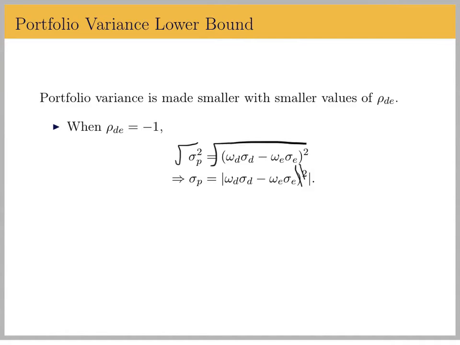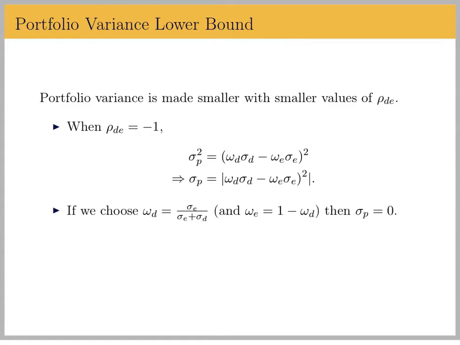But if we take the square root of both of these, well, then we have the volatility on the left-hand side, and on the right-hand side, we have just the difference between these two, but it must be the absolute value of the difference, because square roots always yield positive numbers, whereas it would be possible for omega E sigma E to be larger than omega D sigma D, yielding a negative number. The square root of that difference must yield the positive value of that number.